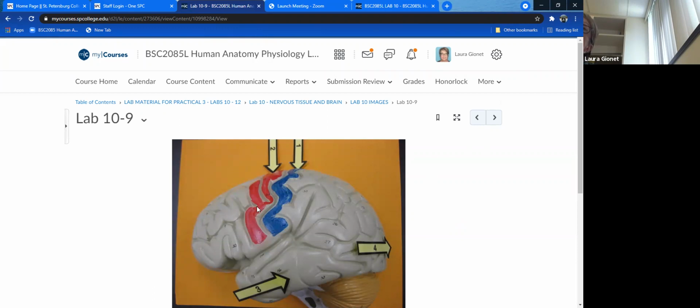2 is pointing to the primary motor cortex. From 2 all the way anteriorly, way to the left, that is all frontal lobe. And the groove between 2 and 1 is called the central sulcus. 3 is pointing to the lobe deep to your ears, that would be your temporal lobe. And 4 is pointing to the occipital lobe.